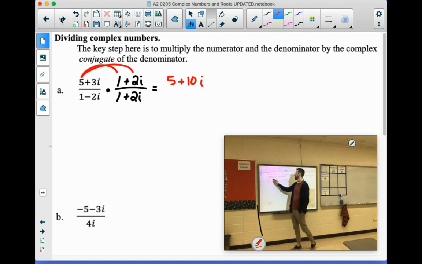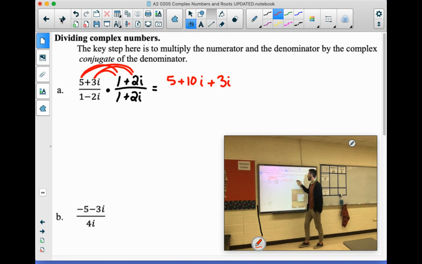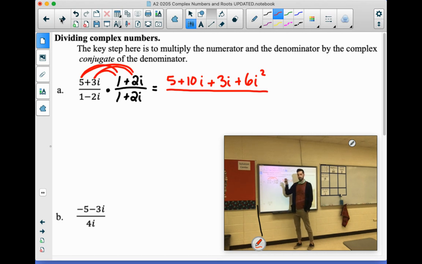10i. 3i times 1 is 3i. And last 3i times 2i is 6i squared. Now, handling the denominator, it's difference of squares. So square the first term. 1 times 1 is 1. Put a minus and square the last term. 2i times 2i is 4i squared.